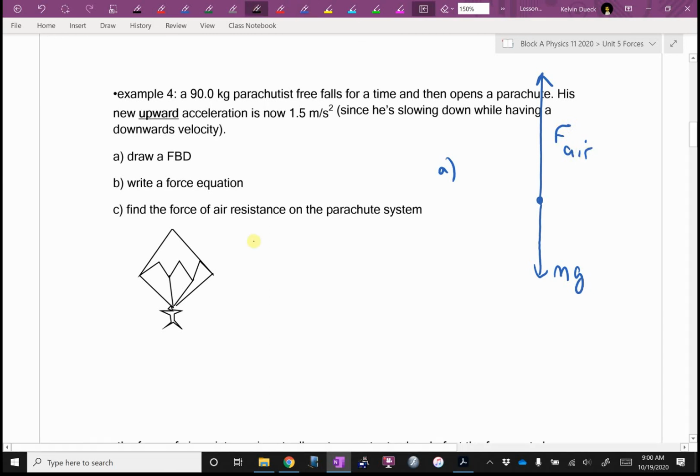Part B says, write a force equation. Okay. Peniel, which arrow is bigger in my free body diagram? Please tell me you drew air bigger, yes? I'm going to ask you the same question, I just want the same answer, but I'm going to phrase it differently. Which force is winning?